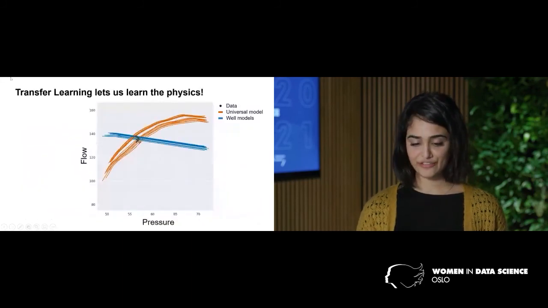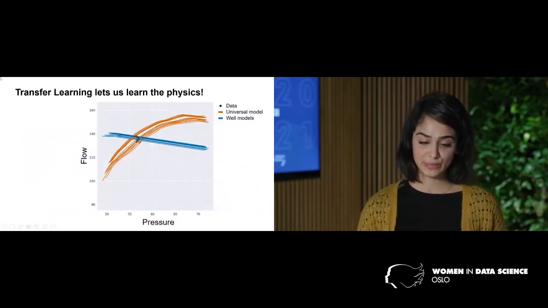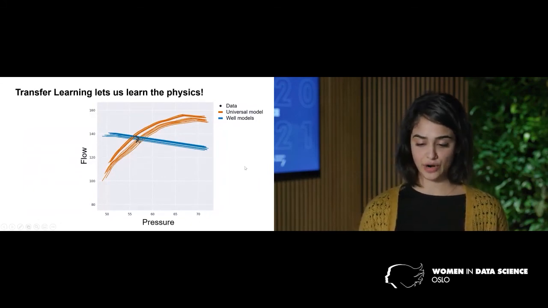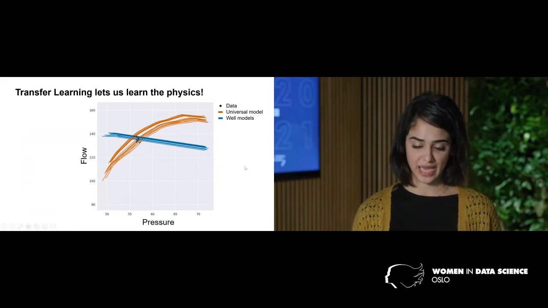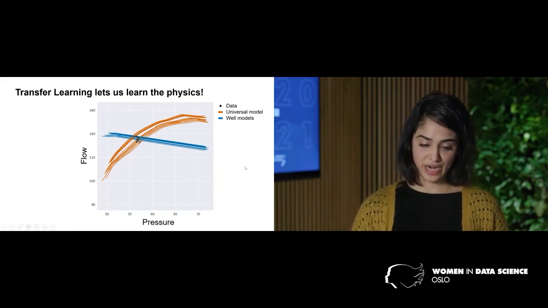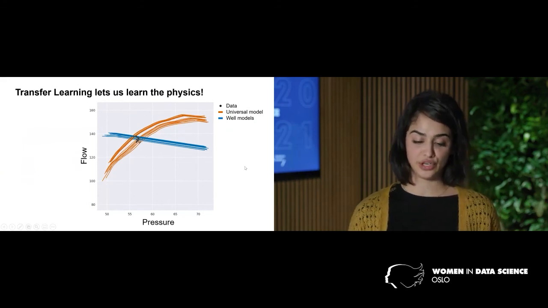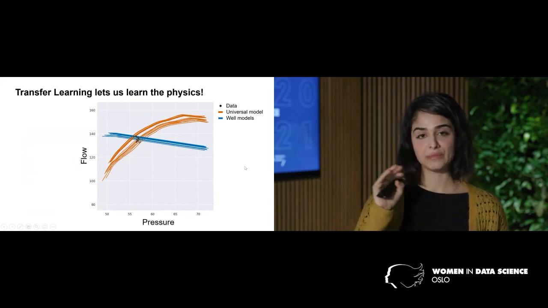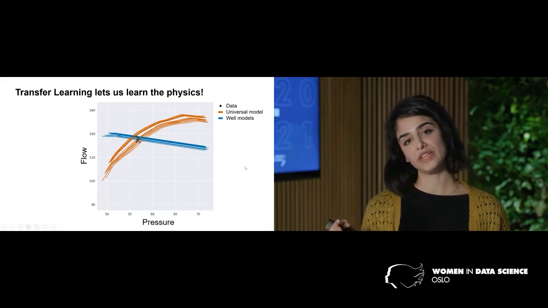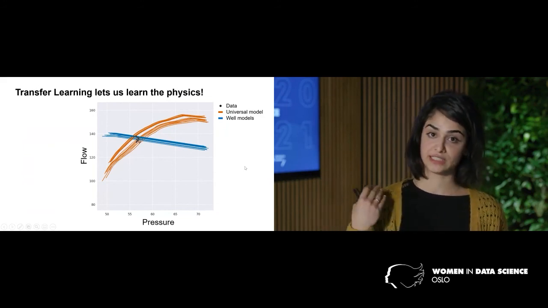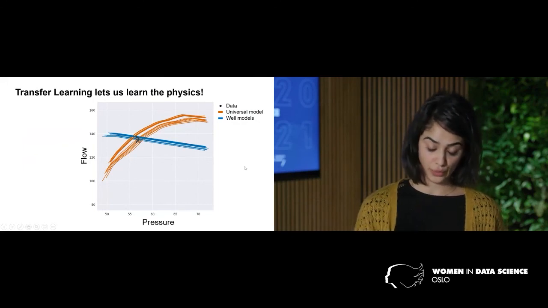Okay, so I have one final point I would like to make, which is, in my opinion, the greatest part or the greatest learning that we had. So let me explain it with this graph. So we see that the transfer learning is actually letting us learn the physics. So let's get into it. Here I'm showing you the relationship between one of the inputs to the model, which is the pressure, to the output of the model, which is the oil, gas, or water flow.